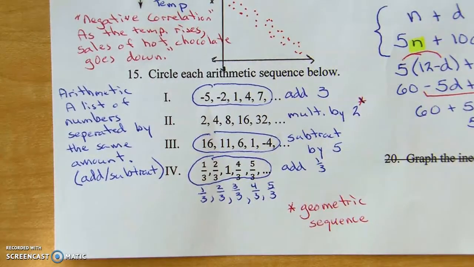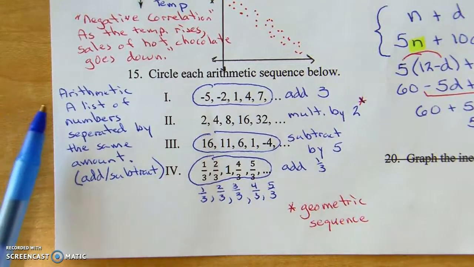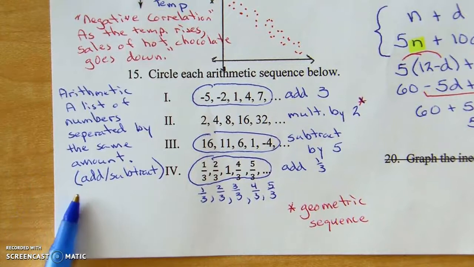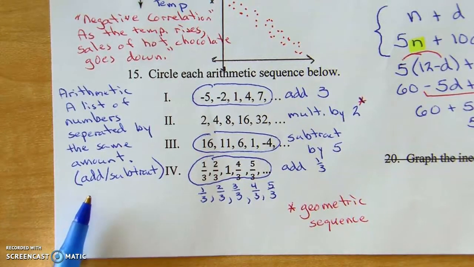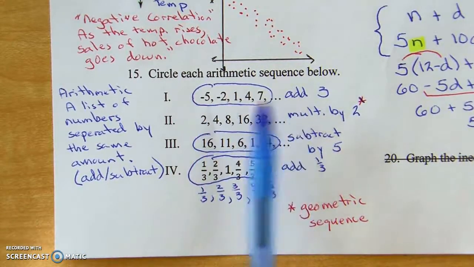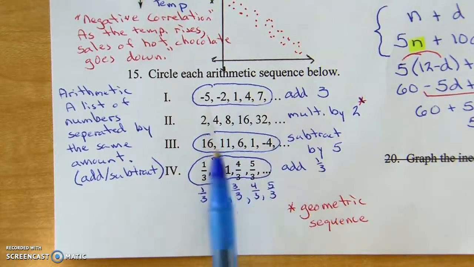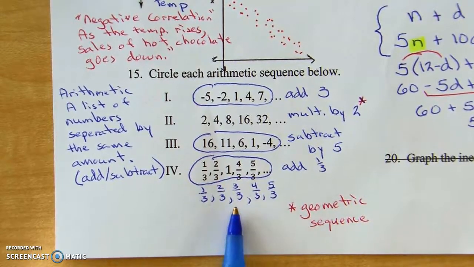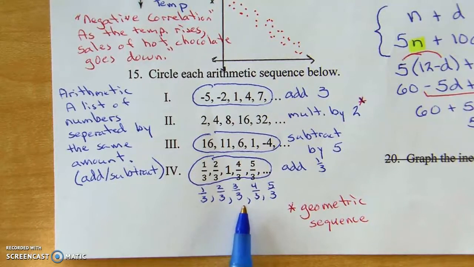On this one, we had to circle the arithmetic sequences, and notice I did circle 3 of them. So first off, an arithmetic sequence is a list of numbers that are separated by the same amount, and we call that a common difference. Now that amount means we're adding or subtracting the same amount every step of the way. So you can see that happening on the first one, where we're adding 3 on each step. On the third one, we're subtracting 5. And even on that last one, we are adding 1/3. And it's a little bit of a tricky one, so I wrote the middle term as 3 over 3 instead of reducing it or simplifying it to just a 1.